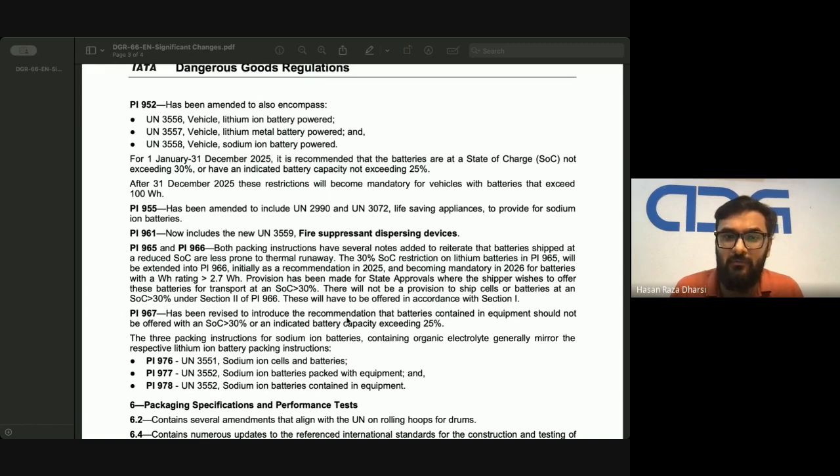Provision has been made for state approval where the shipper wishes to offer these batteries for transport at an SOC greater than 30%. There will not be a provision to ship cells or batteries at an SOC greater than 30% under Section 2 of packing instruction 960. These will have to be offered in accordance with Section 1.